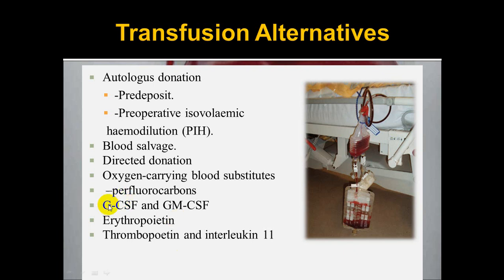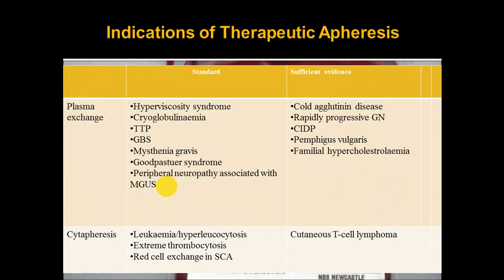We have G-CSF, granulocyte colony stimulating factor, and GM-CSF, granulocyte macrophage colony stimulating factor. These can increase the white blood cells. Erythropoietin, which is a hormone secreted by the juxtaglomerular cells of the kidney, is available in synthetic form and can increase RBC synthesis. Also thrombopoietin and interleukin 11. All these are substitutes for blood and its components.